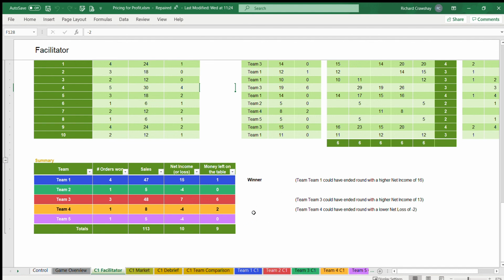So the facilitator already knows exactly what's happened before the teams do themselves, which helps with the facilitation and can create a little bit of drama and excitement as each customer winning order is revealed.